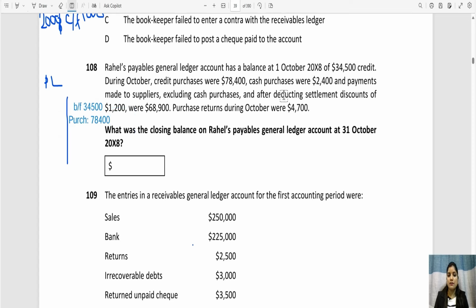Okay. So next we have, and cash purchases were 2,400. Do you think cash purchases will impact our payable ledger? No. If we are purchasing the goods on credit, then only it will impact. So this transaction will have no effect on this ledger. And payment made to suppliers excluding cash purchases after a settlement discount of 1,200 were 68,900. So we are paying our supplier, right?